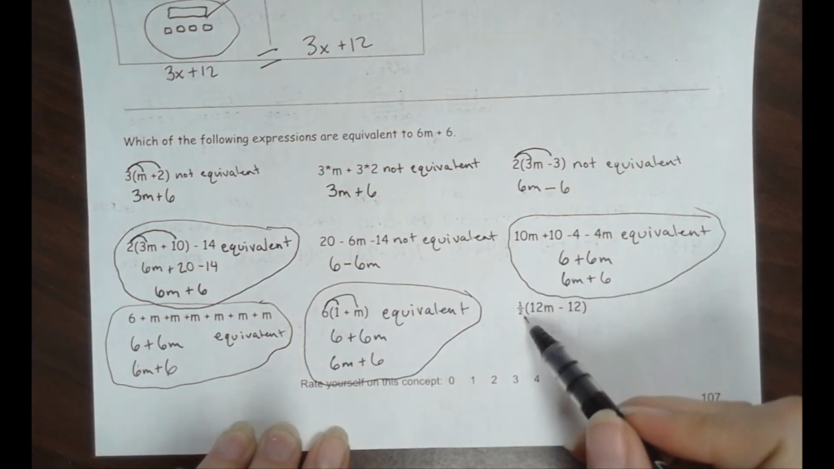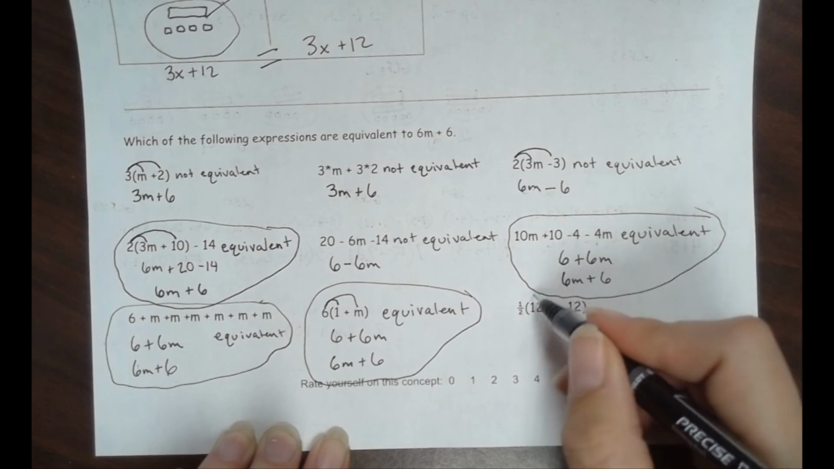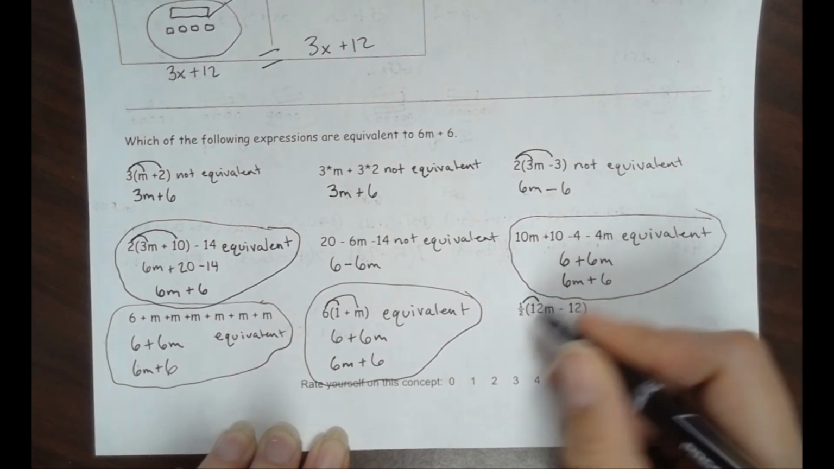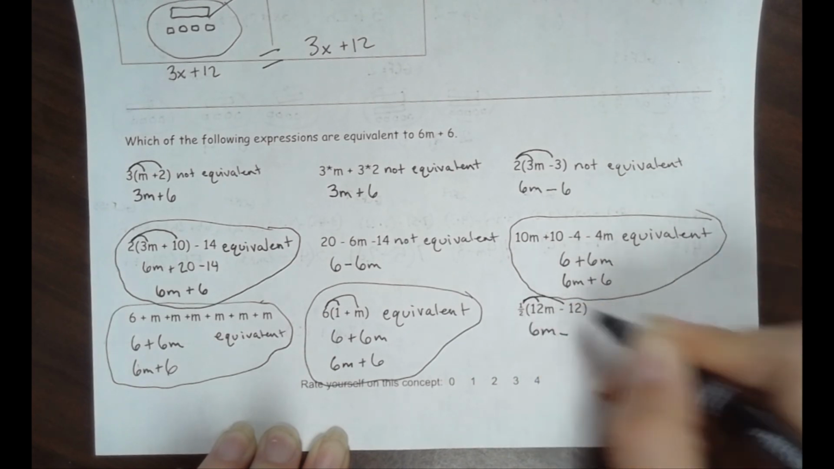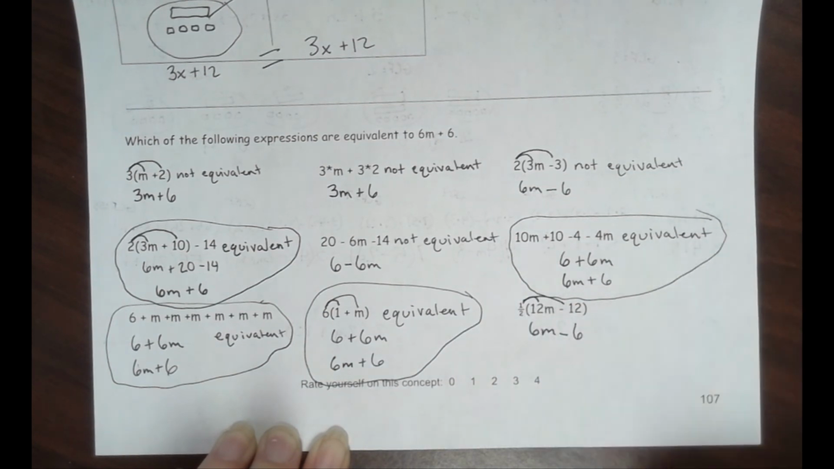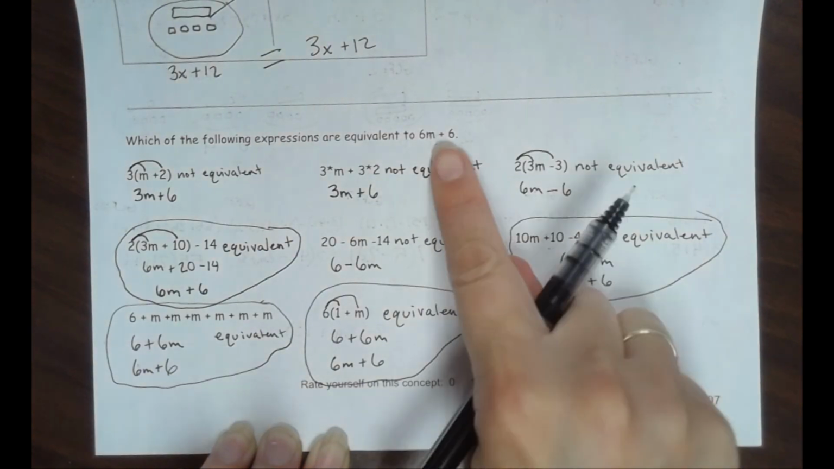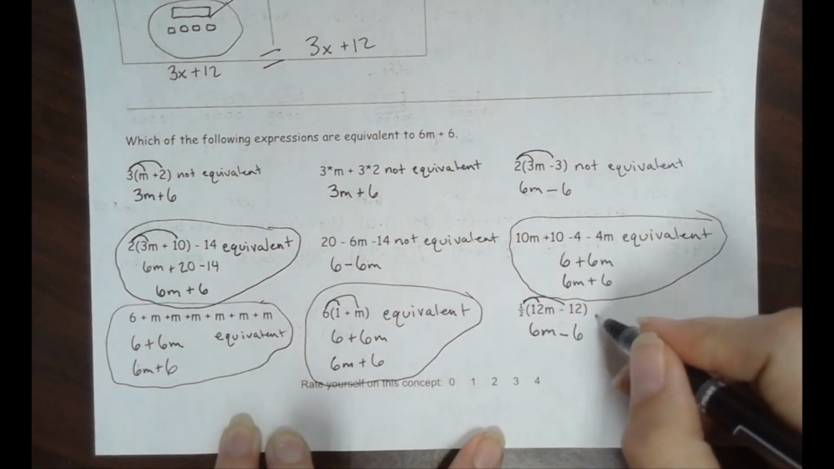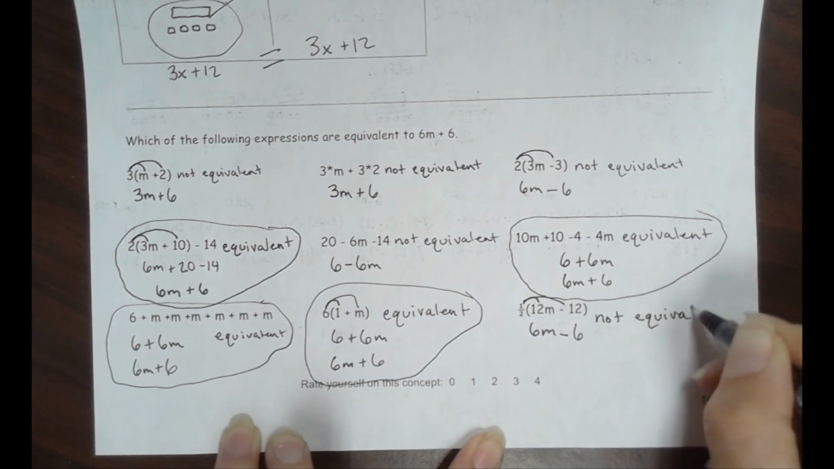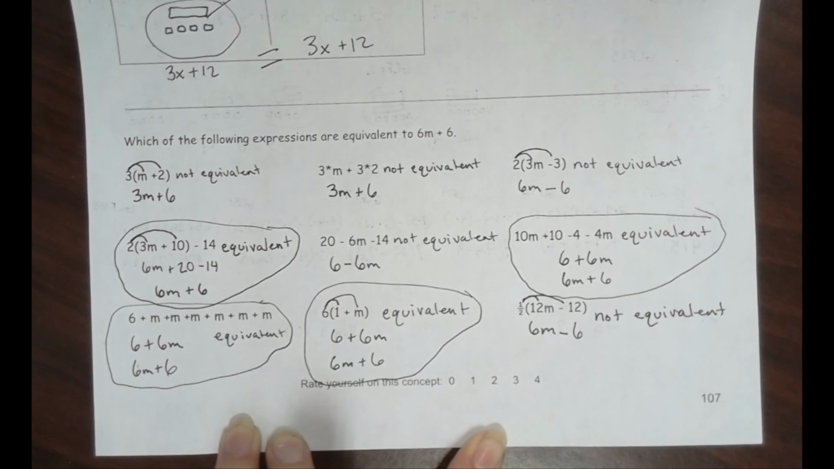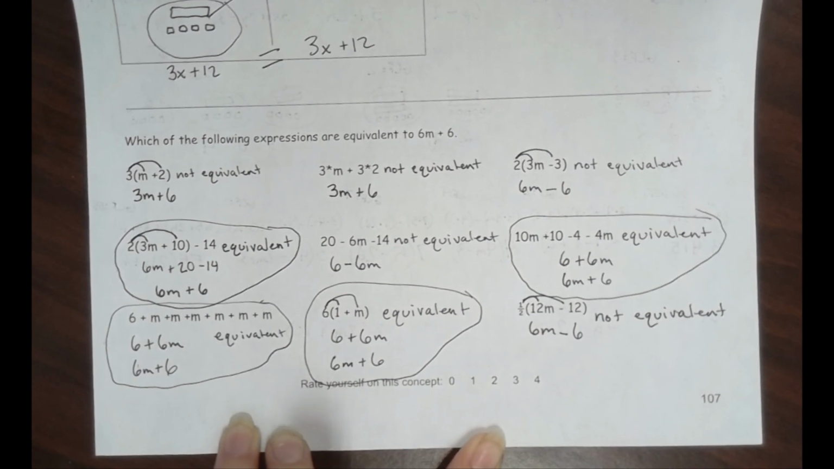Last one. We have to distribute 1/2 times 12m. 1/2 of 12 is 6m, minus 1/2 of 12 is 6. I have 6m and I have 6. Problem is, there's a minus here. This is a plus. So these are not equivalent. Okay, I hope you can see how simplifying expressions can help you tell if they are equal to each other or not.